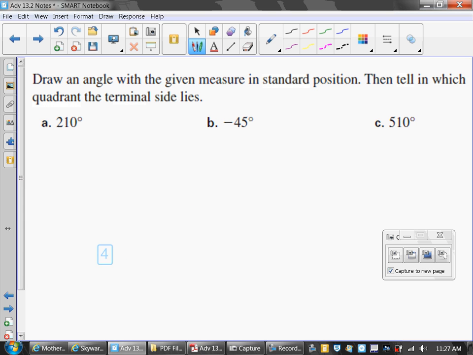So try these three examples real quick and see if you can draw them into standard position and then figure out what quadrant. They're going to ask you what quadrant the terminal side ends in. Basically, remember, that means what quadrant did you stop in. For that last example, at negative 80, I stopped in quadrant 4. The first example, we stopped in quadrant 2, and so on. So that's what it means by the terminal side. So try and draw those three real quick.